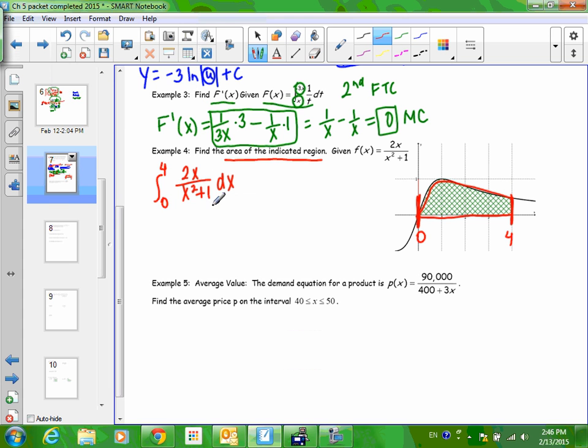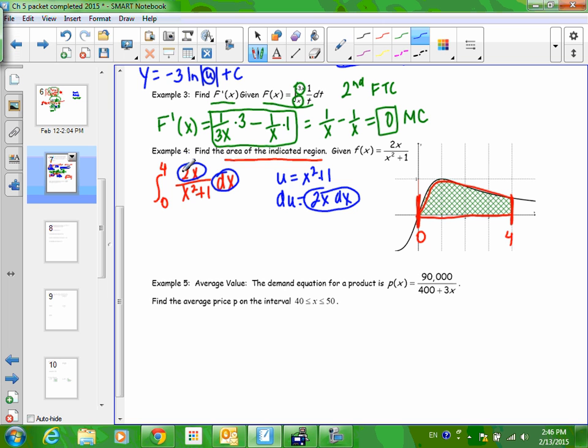Okay, so how did you guys start this problem? Found u. So u equals x squared plus 1, then du equals 2x dx. Now, in this particular problem, you have a 2x and a dx. Did you guys notice that? Yeah. Okay, great. Then I don't need to divide over the 2. I don't need to worry about moving that 2 to the front.